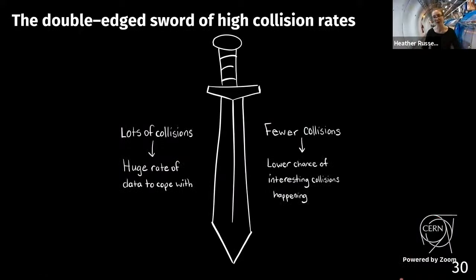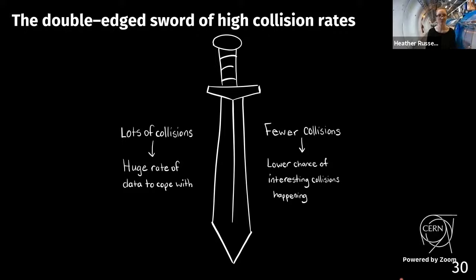But okay, so you say, fine, it's hard to do, to make all these decisions. Why do we do that? Why bother? If having 30 million bunches colliding per second each with 36 proton-proton collisions is so hard to deal with, why? But it's really a double-edged sword. On one hand, if we have lots of collisions, we have a huge rate of data to cope with, and we have to deal with that. But on the other hand, if we did have fewer collisions, there would be a much lower chance of interesting collisions happening. And our whole raison d'etre is interesting collisions happening. This is what we want. So we, in the end, go for the lots of collisions route and then do our best to cope with the demands on our system.